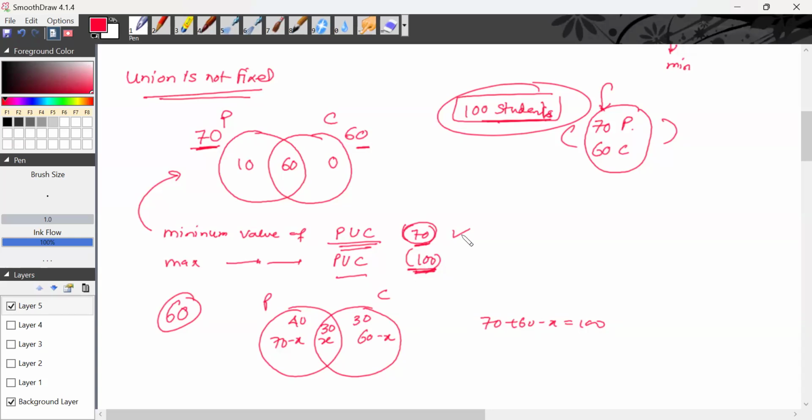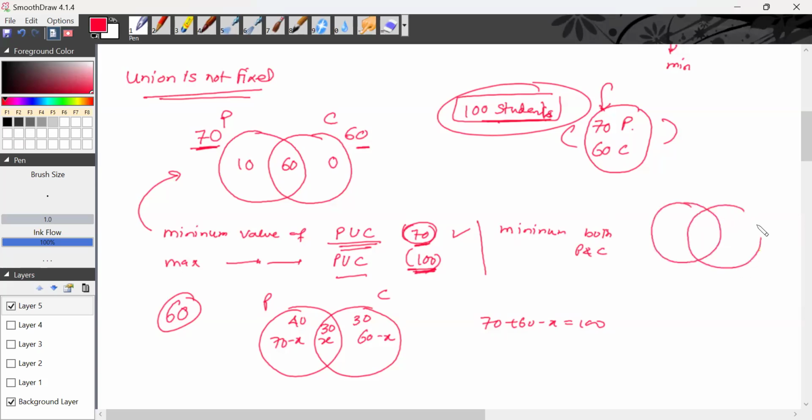Right? Now, within this, if you observe, had I asked you what could be the minimum number of people who like both physics and chemistry, then what would have been the answer? It has to be 30, right? Because it cannot be less than that.